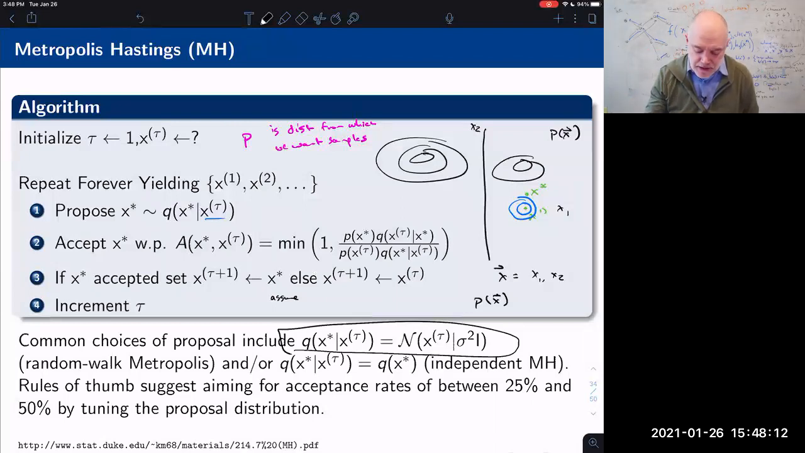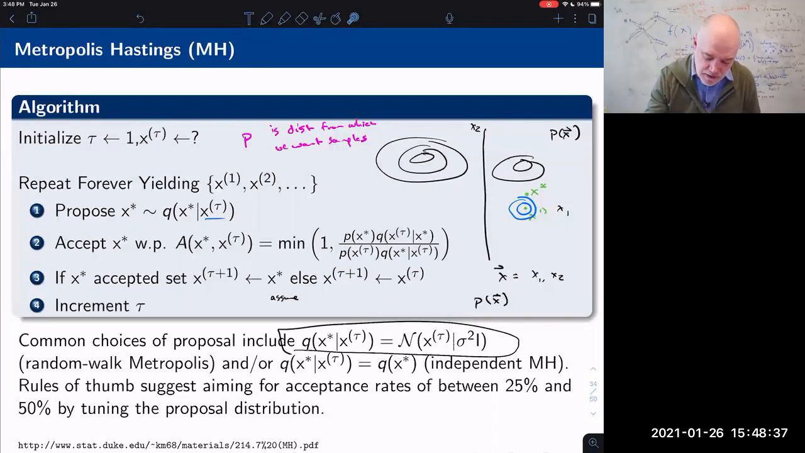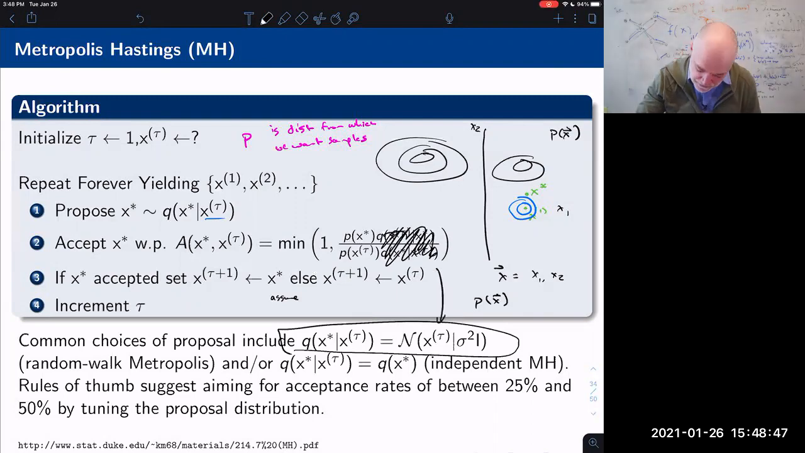Quickly, what does that mean about this ratio here? It's 1. Who said that? Why is it 1? I mean, it's a normal. So in one case you have X tau as the mean, in the other case you have X star as the mean. So it has the same variance. So it has exactly the same probability. So if we make this assumption, then this term goes away. It's easier to think about. Okay. It doesn't have to be that way, but it's easier to think about when this assumption is made.